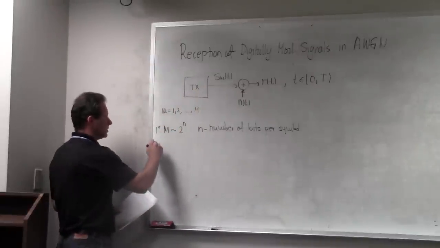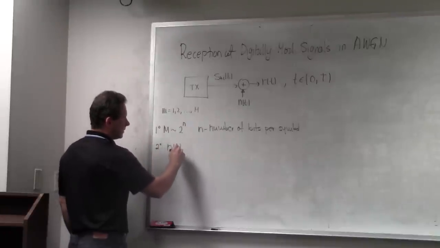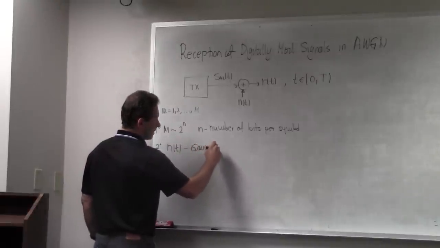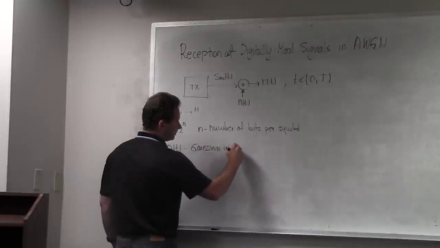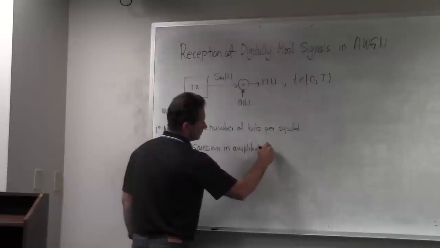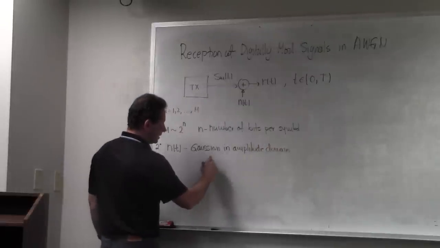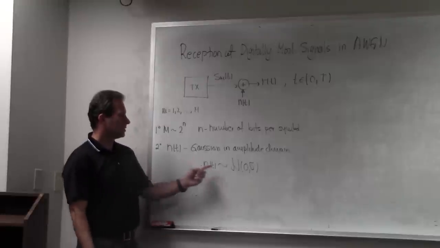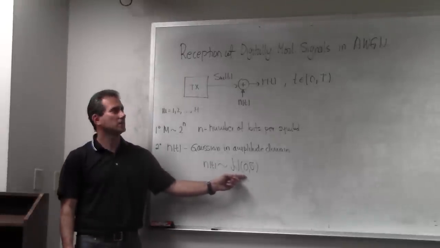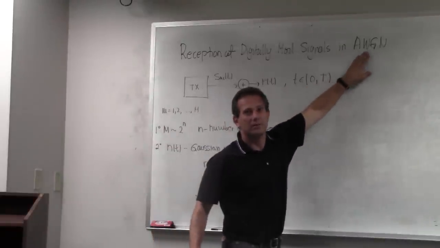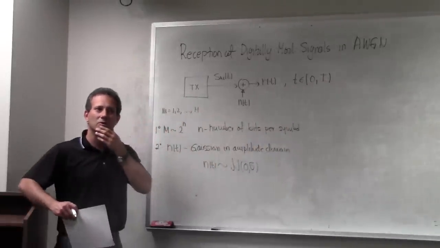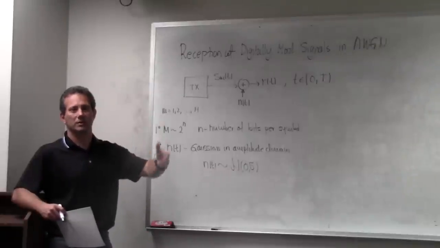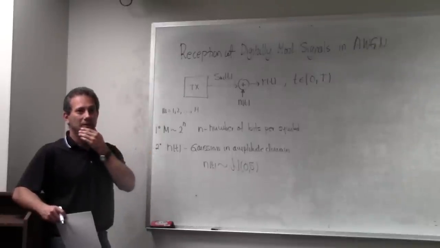Now, this is the first thing I know. The second thing I know is this n of t is Gaussian in the amplitude domain. So n of t is going to follow the Gaussian distribution, zero mean, variance sigma squared. I'm going to assume it's Gaussian. Also, I'm going to assume it's zero mean. It doesn't say zero mean Gaussian here, but it's assumed zero mean, because we're talking about noise. Noise cannot have a DC component. Otherwise, we'd solve the energy problems of this world. You'd just let the noise charge your battery. It cannot do that.